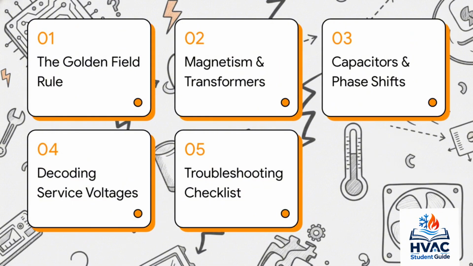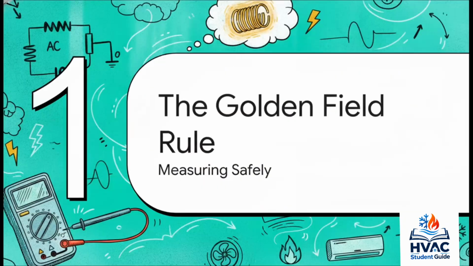So here's our roadmap. 1. The Golden Fields Rule. 2. Magnetism, relays, and transformers. 3. Capacitors and phase shifts. 4. Decoding service voltages. And 5. The ultimate troubleshooting checklist. Starting off with Section 1, the Golden Field Rule, measuring safely.